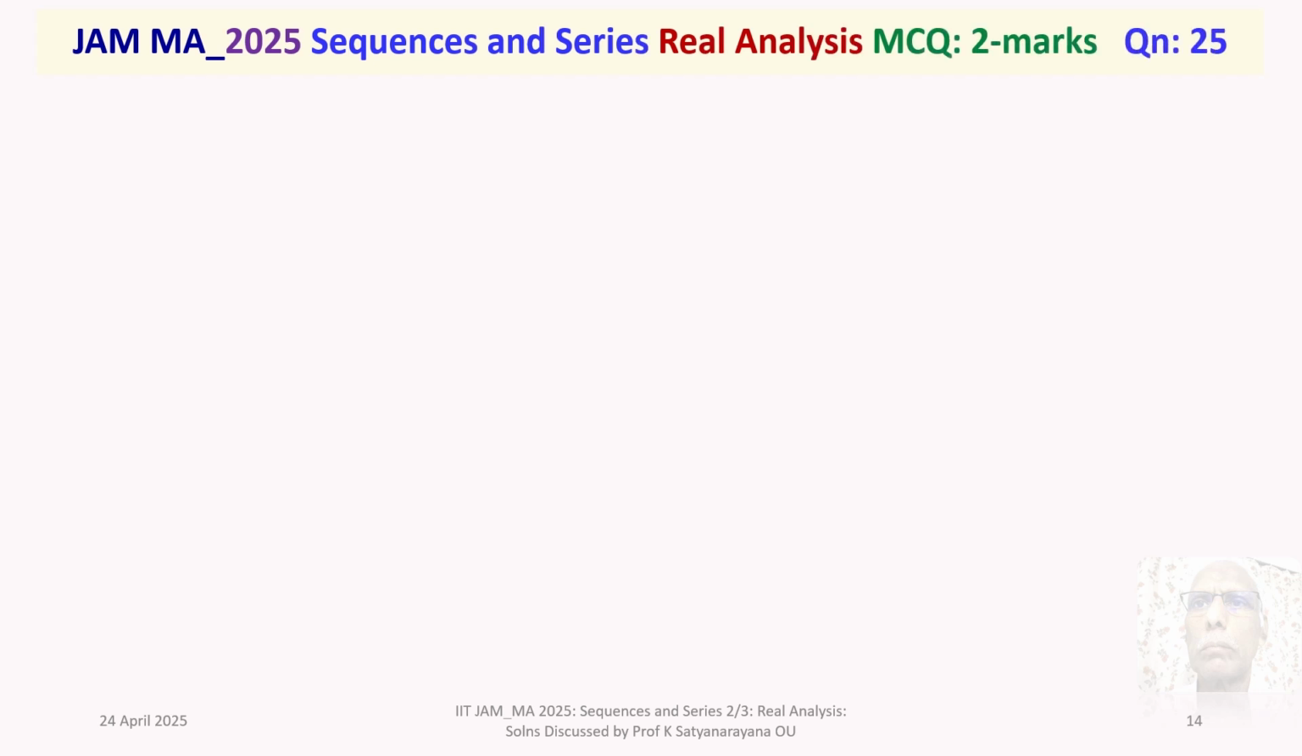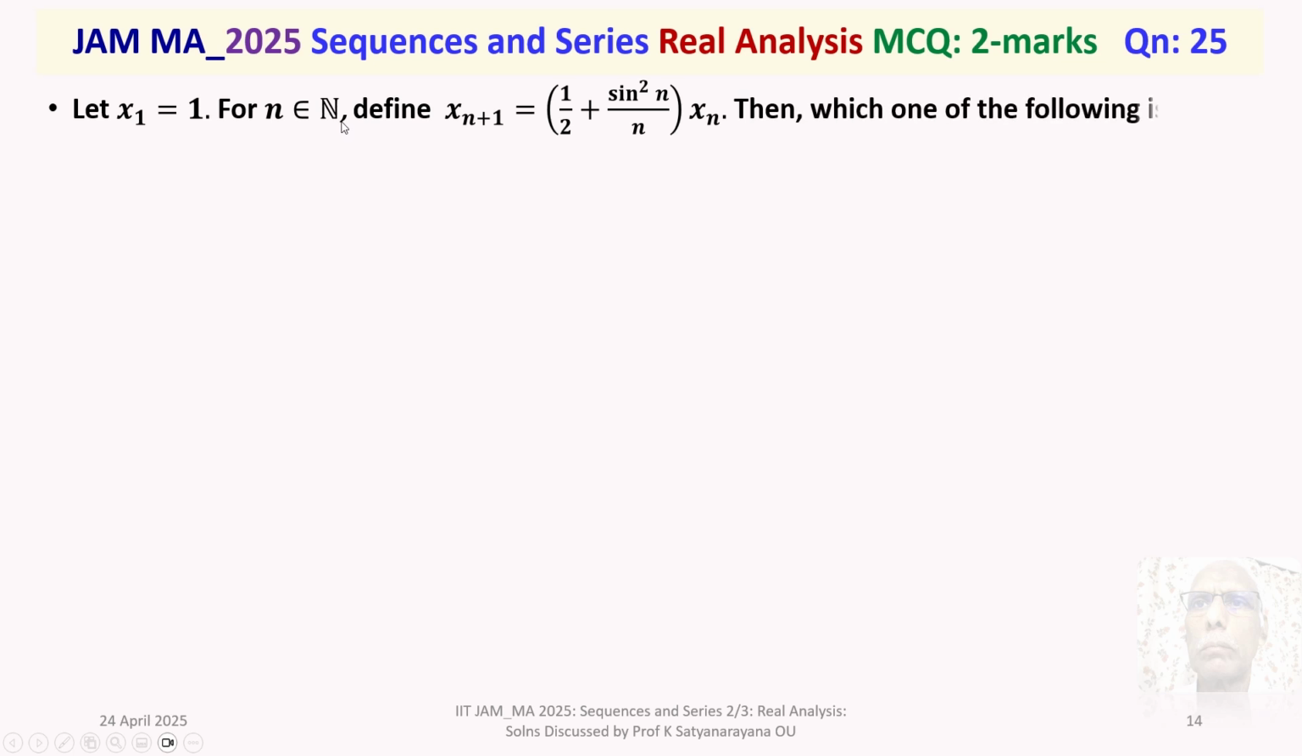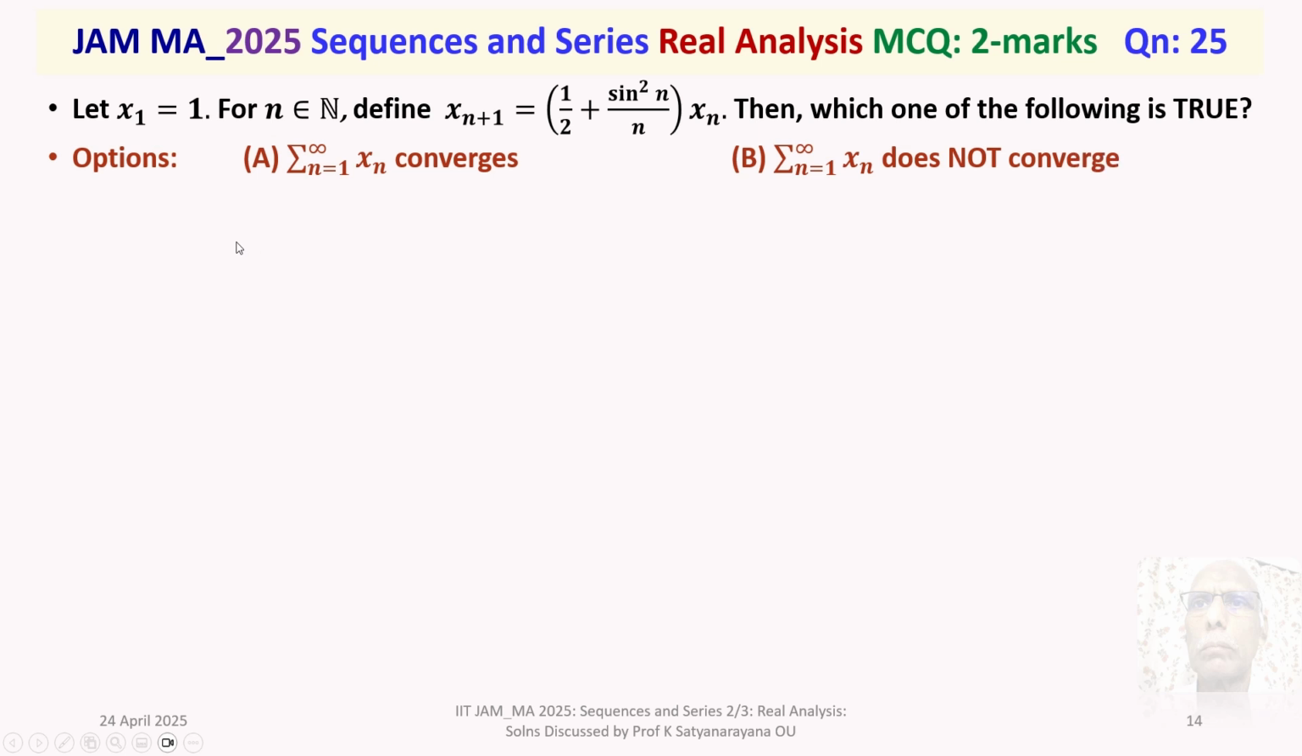This is question number 25. It's again for 2 marks, a multiple choice question. The given question is, let x1 equal 1, for n belonging to N. Define x(n+1) equal to (1/2 + sin²n / n) multiplied by xn. Then which one of the following is true? We are given 4 options.